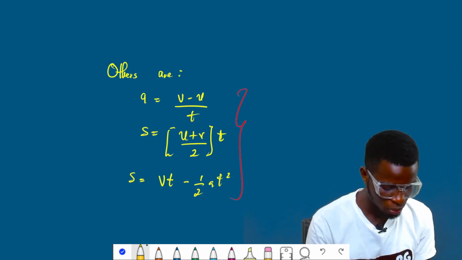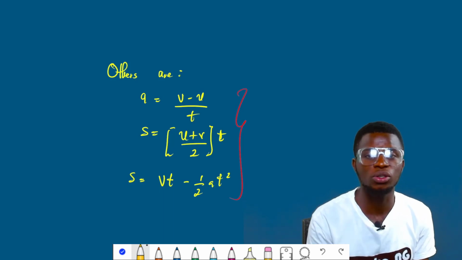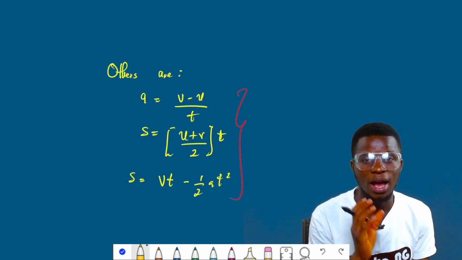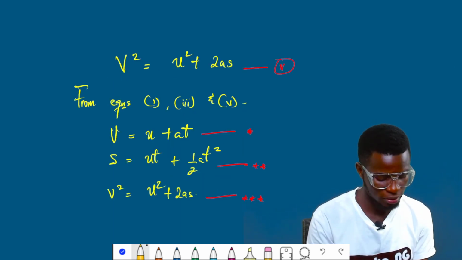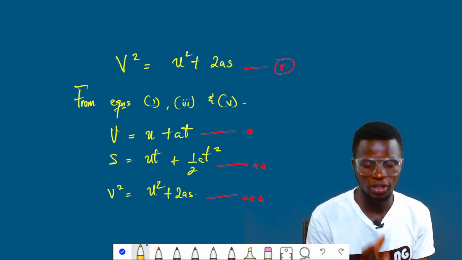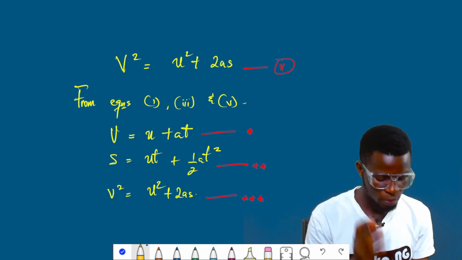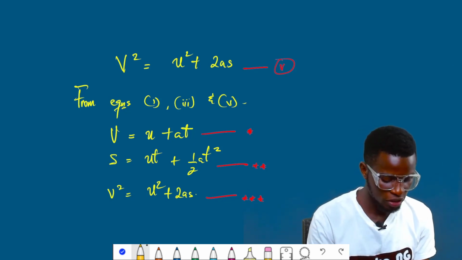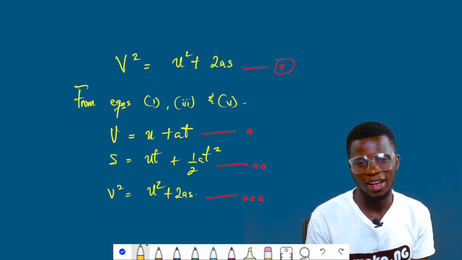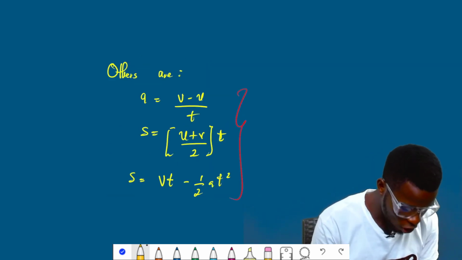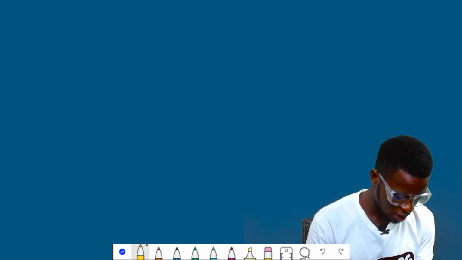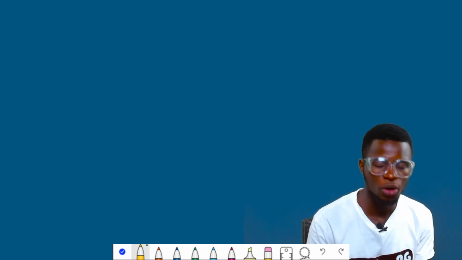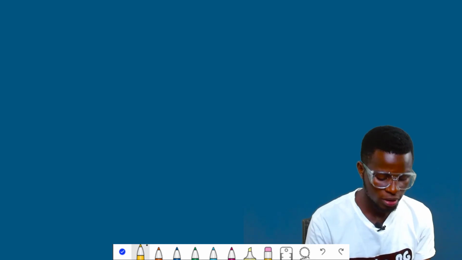So the three basic equations of uniformly accelerated motion are v equals u plus at, s equals ut plus half at squared, and v squared equals u squared plus 2as. In conclusion, I would like to make a few notes so that whenever you come across a problem, you know how to tackle it.